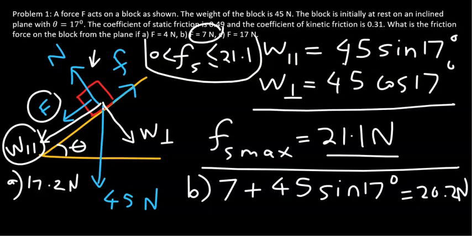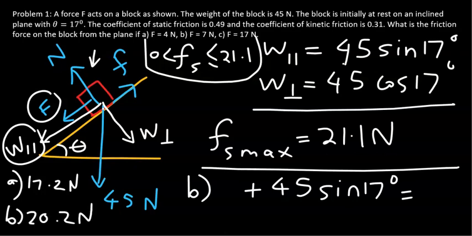20.2 newtons, which is less than the maximum static friction. That means the object is not moving, and the friction that is acting on this object at this moment is a static friction with the same value as that downward force of 20.2 newtons. Note, for part C, F now is 17 newtons.